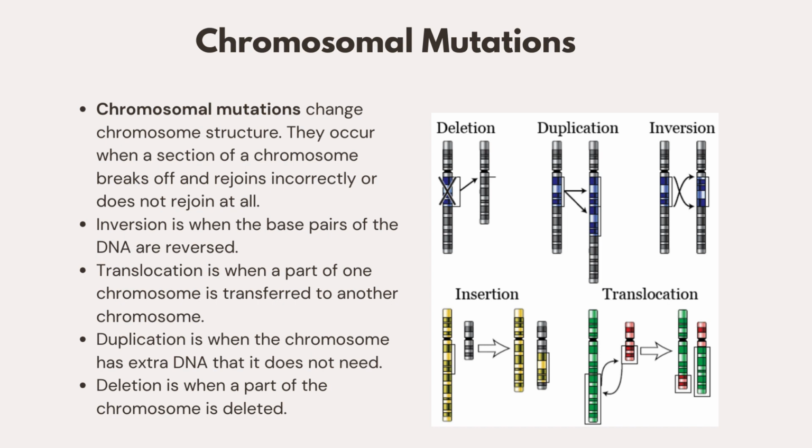Deletion. Deletion occurs when a segment of the chromosome is lost or deleted during cell division. This results in the loss of genetic material from the affected chromosome. Deletions can vary in size, from small segments to entire chromosomes. Depending on the genes involved, deletions can have varying effects, ranging from mild to severe consequences.